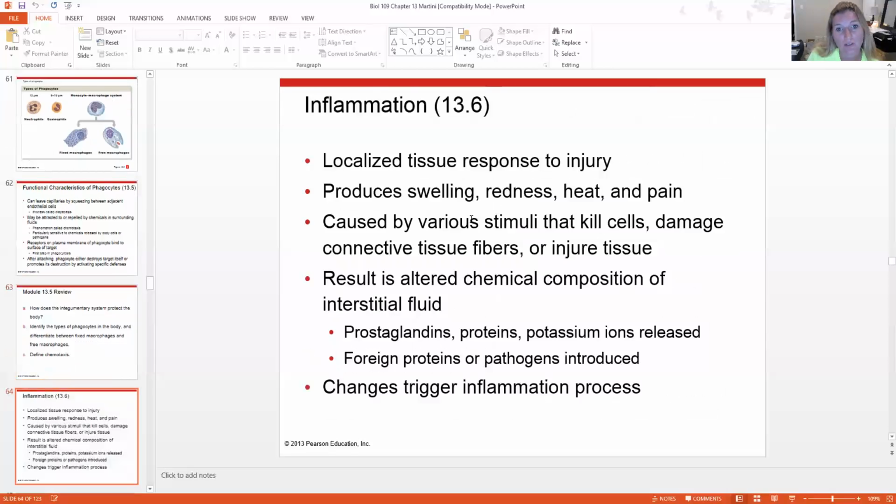Let's talk about inflammation. Inflammation is another nonspecific defense. It's going to occur in the same way no matter what the pathogen is. It's a localized tissue response to some type of injury. It produces swelling, redness, heat, and pain. It's caused by a number of stimuli that kill cells or damage connective tissue fibers and injured tissues. The chemical composition of the interstitial fluid may be altered. Prostaglandins, proteins, potassium ions, etc., foreign proteins or pathogens can all come into that area. So all of those things are triggering the inflammatory process.